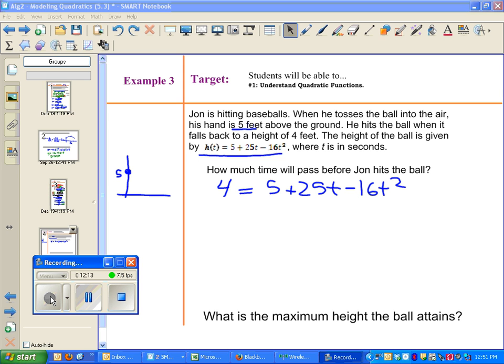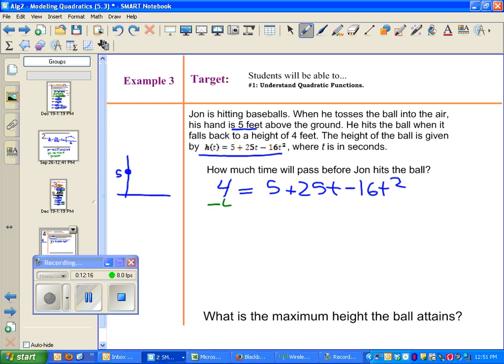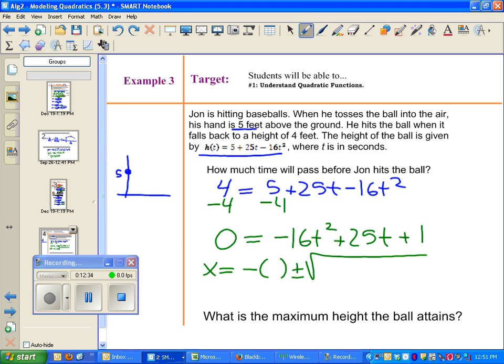Okay, so let's put it in standard form. So I'm going to subtract 4 from both sides, and then I'm going to rewrite this. So negative 16t squared goes first, 25t is in the middle, and then plus 1. Okay. And then we're going to go ahead and solve for t. So we're going to use our quadratic formula again. Negative b plus or minus the square root of b squared minus 4ac, and that's all over 2a.